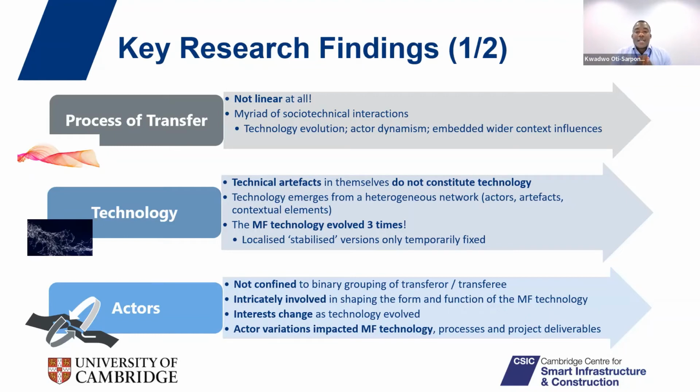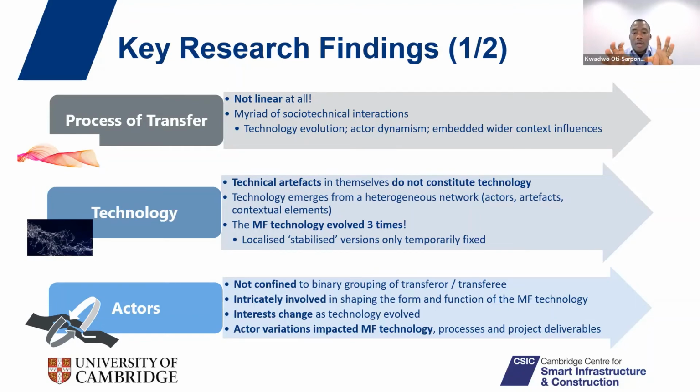And interestingly, the monolithic formwork technology significantly evolved 3 times. The initial set that was brought to Ghana was trialed on the project, and a number of faults were identified. A number of faults with the technical artifacts. Some parts could not fit properly. A number of faults in terms of the process of delivery, because the local workers could not get their heads around how to incorporate particularly the stairs, the components for constructing the stairs.